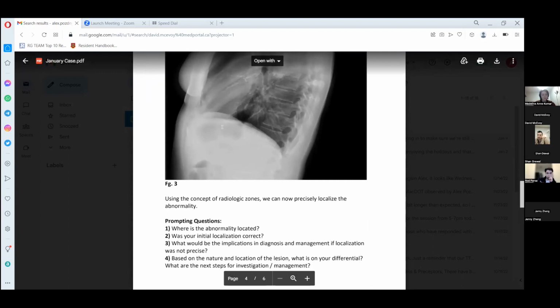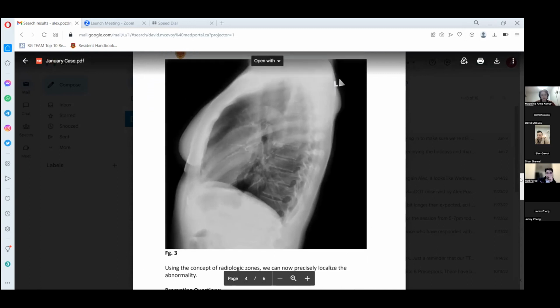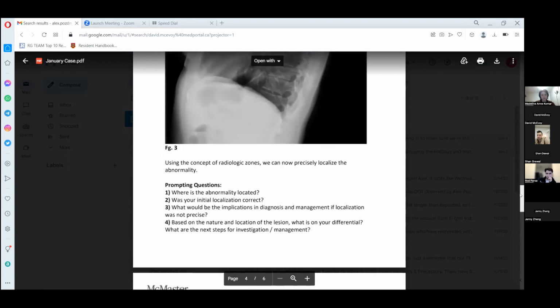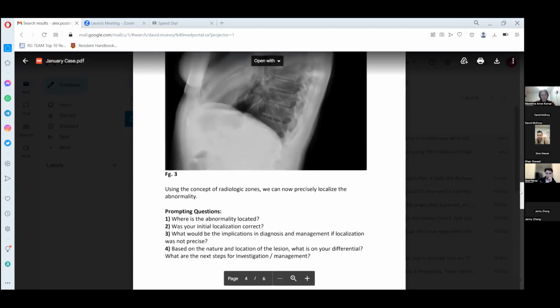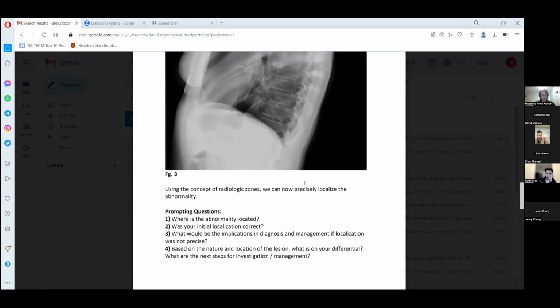So we kind of localize it to the lung fields. We don't really see anything in the soft tissues or in the bones. The bones look quite well preserved, and it would probably be the right lower lobe.